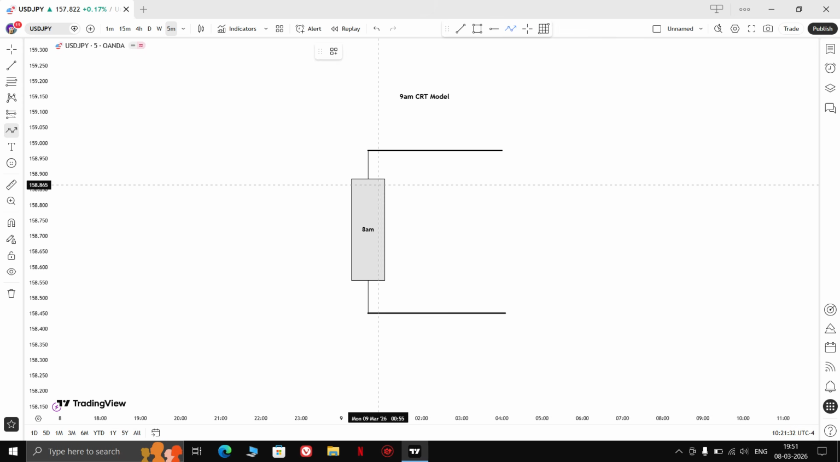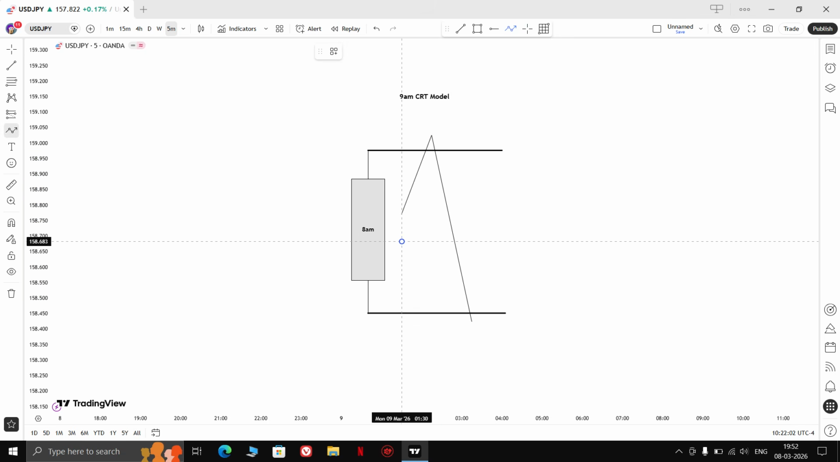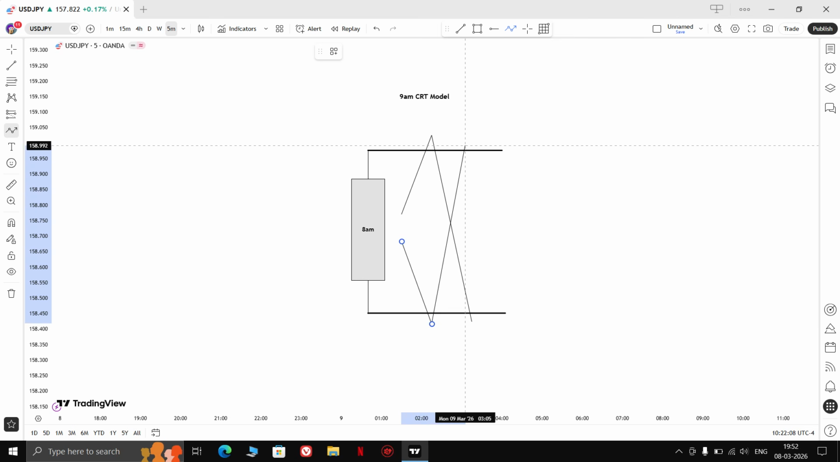So when the 8am candle on New York time, which is UTC minus 4, closes, you want to mark the high of the candle and the low of the candle. And when price purges one side of the range, you want to target the opposing side of the range. Or when the price purges the low of the candle, you want to target the high of the candle.